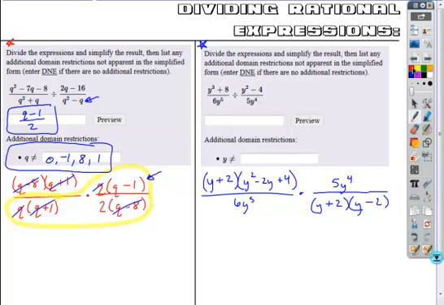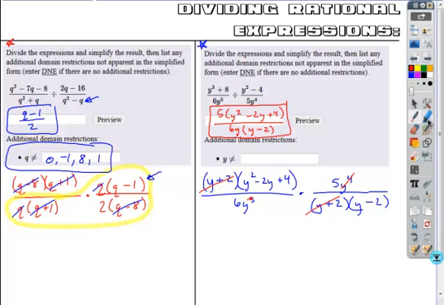And once I get it set up in this form, I can now cancel any common factors. The y plus 2's cancel. These 4y's cancel with 4 of these, leaving your result here along the top, the numerator, 5 times the quantity y squared minus 2y plus 4, all divided by, in the denominator, I have 6y and a y minus 2. So here is my simplified form, can't be reduced any further.